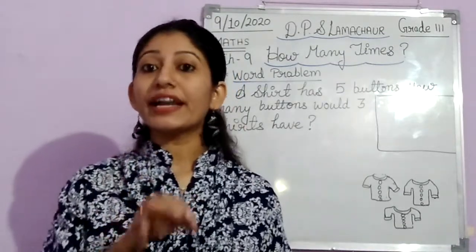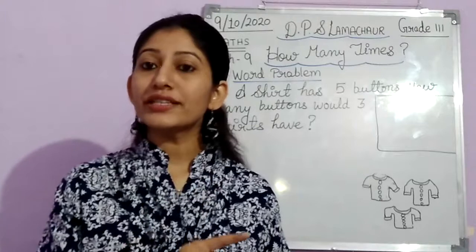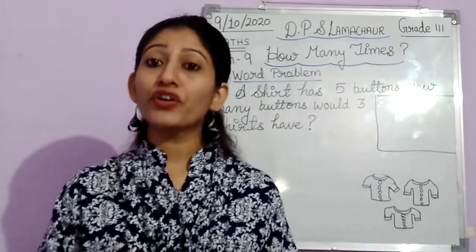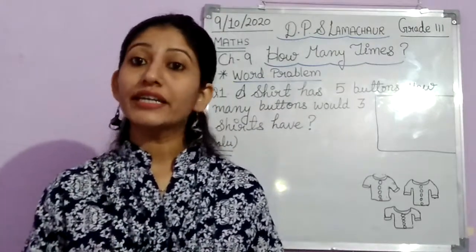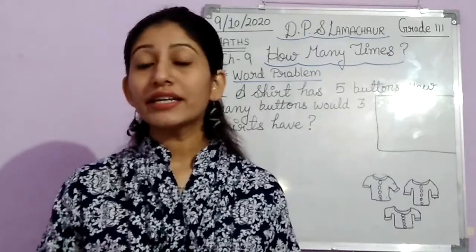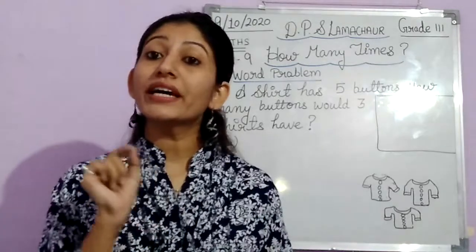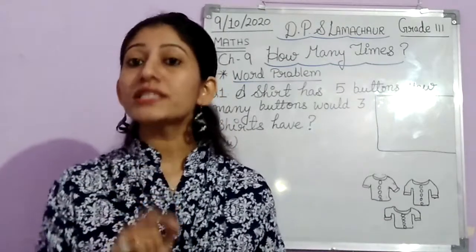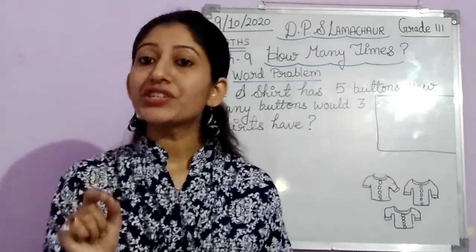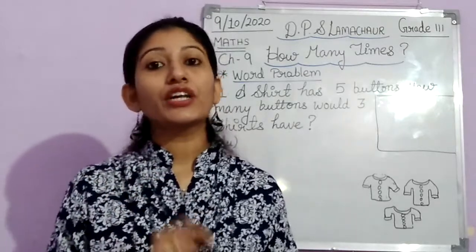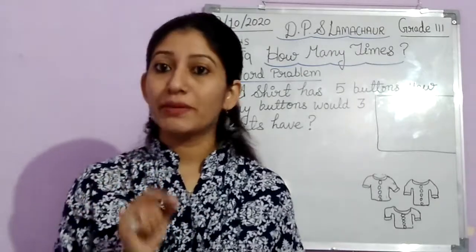And after that I told you that for doing this chapter the most important thing is that you have to learn tables. If you are not learning tables, you will be unable to solve this chapter. Simply I am saying that you will be unable to solve, because for doing multiplication, the prior condition is that you must have learned tables.